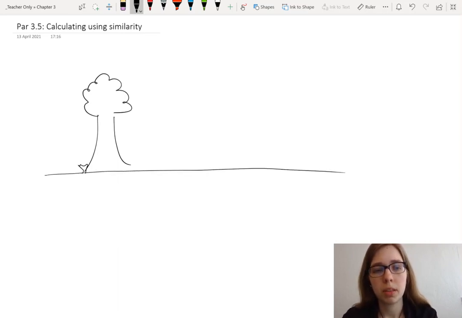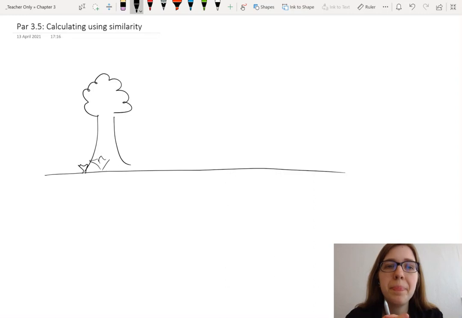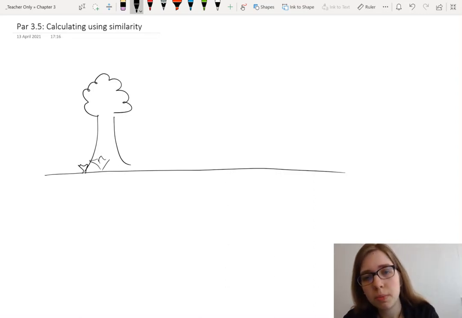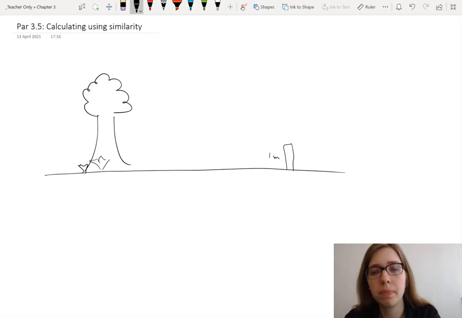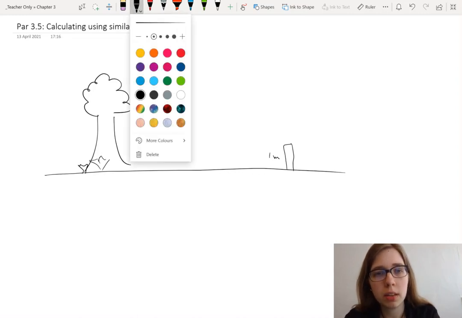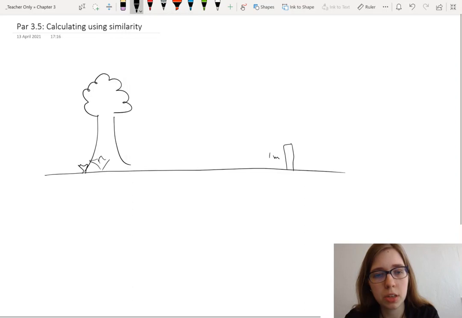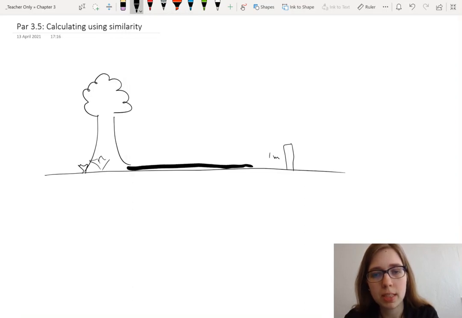So I think I could do like plants here, but I can't actually draw, whatever. So suppose you have this tree and it's hard to measure its height, not in the least because all the branches are in the way. So what you're going to do instead is you're going to place a short pole, maybe a 1 meter pole. Why? Well, because we can see the shadow of our tree and we can see the shadow of our pole.